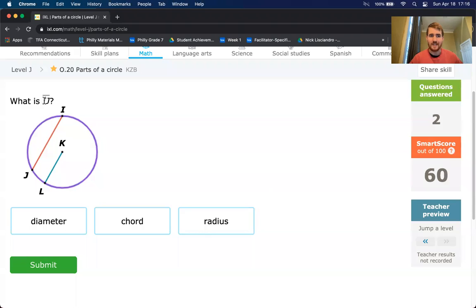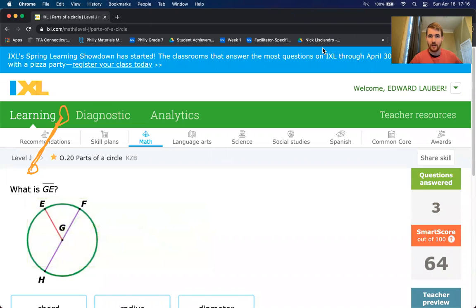So this one says, what is IJ? So you have to look carefully and note, what is IJ? Well, here's I, here's J. So it's asking, what is this thing here that I'm highlighting in orange? It's not asking about KL. So you look at IJ, that is a chord. So you would press chord and submit.